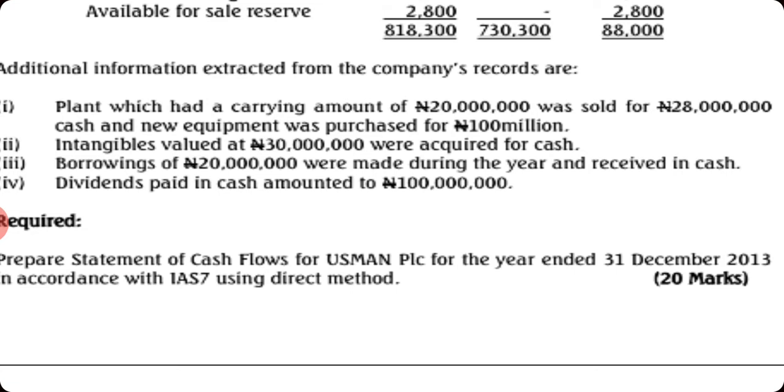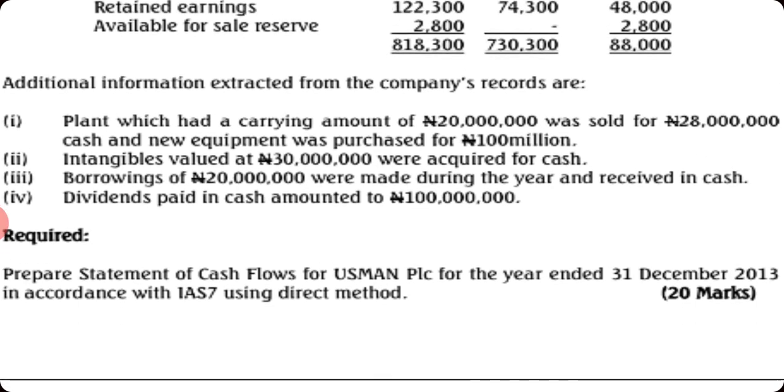Good. Now borrowings of 20 million were made during the year and received in cash. In that same year we borrowed money from the bank and the value of the money we borrowed was 20 million naira, all right? Then the last but not the least, there is dividend paid in cash amounting to 100 million naira. So in this year we paid a dividend of 100 million naira to our existing shareholders.